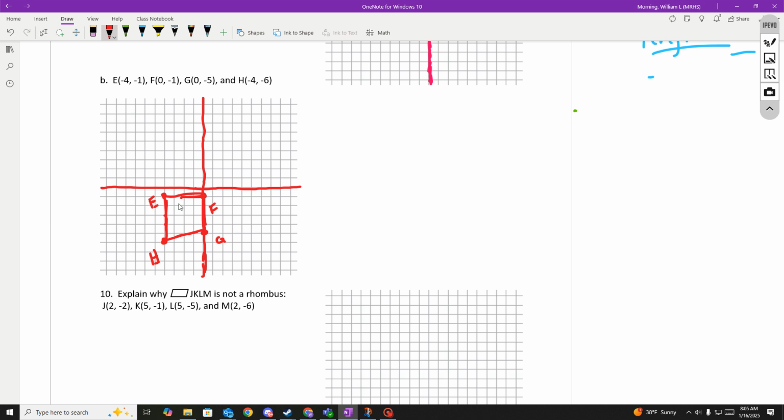Okay, you can kind of tell by looking at this that it's not even a parallelogram, but let's just go ahead and show. So first we need to show if it's a parallelogram or not. So we have to show that two sides are both parallel and congruent. So I'm going to do the slope of EF and the length of EF.